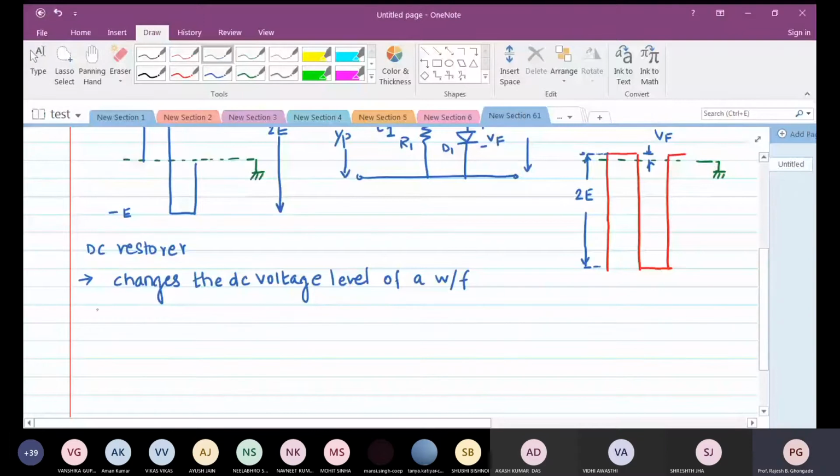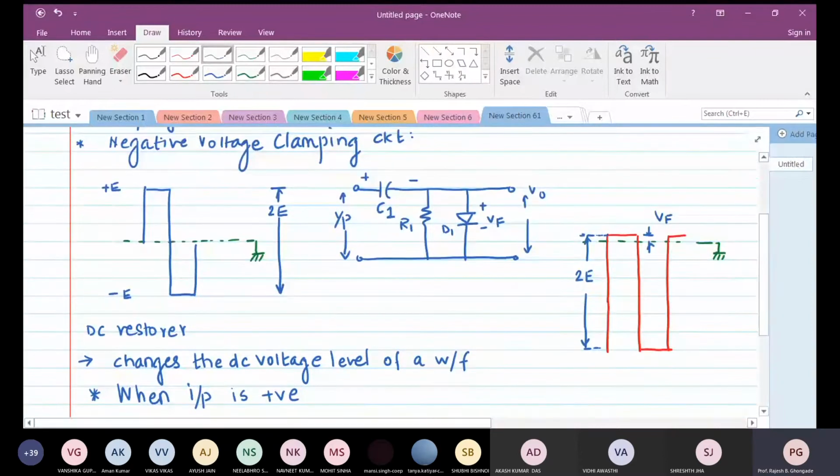So let us start in a systematic way. When the input is positive, what will be the condition across the circuit? When the input is positive, so this part of the waveform, we will be applying plus E here.